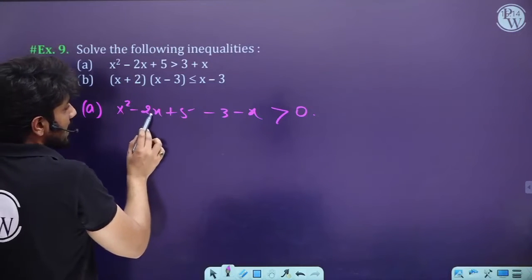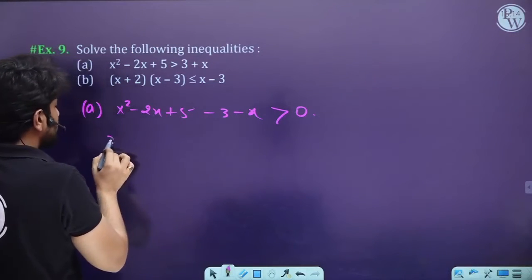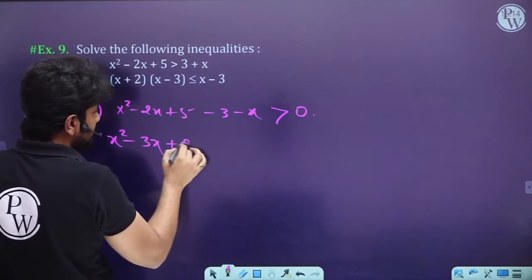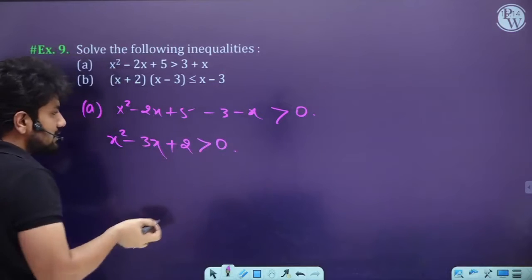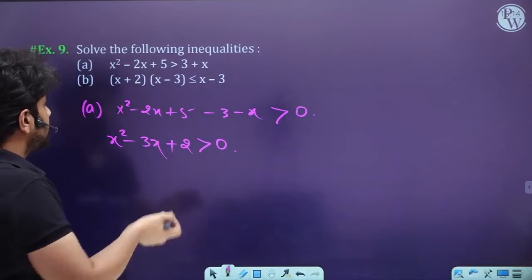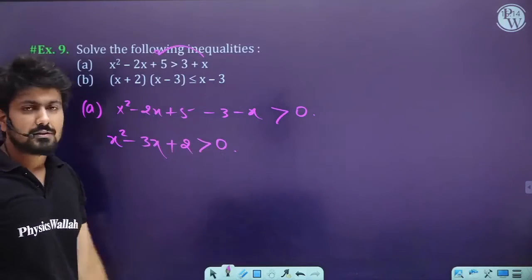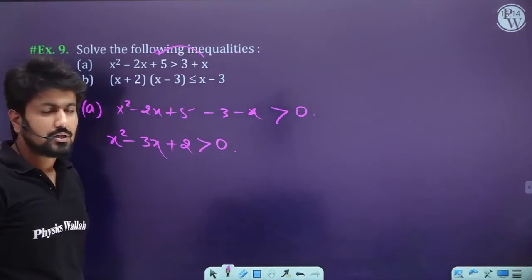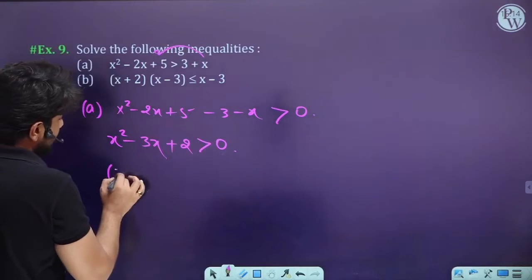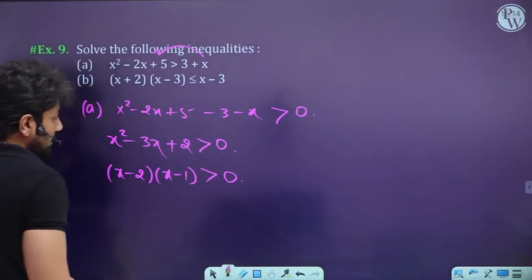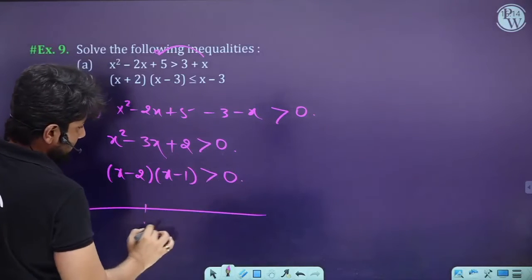So we have x square minus 2x minus x. So x square minus 3x, 5 minus 3 will be plus 2, greater than 0. This is the equation, right? We brought each of the terms to the same side. Then this is the final expression. You can factorize it. The factors will be x minus 2 multiplied by x minus 1 greater than 0. Critical points are 1 and 2.